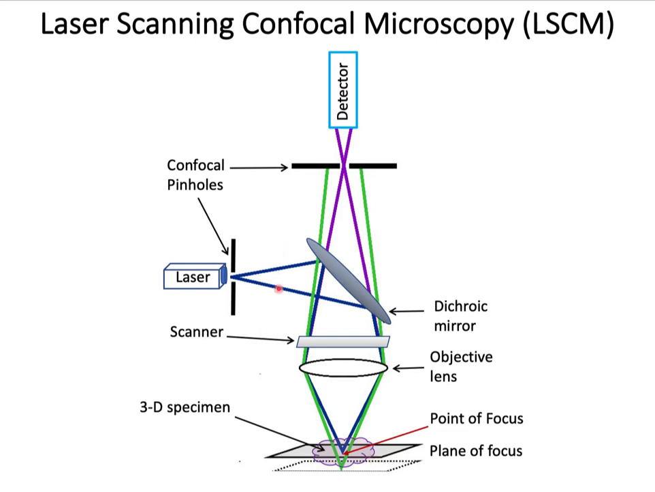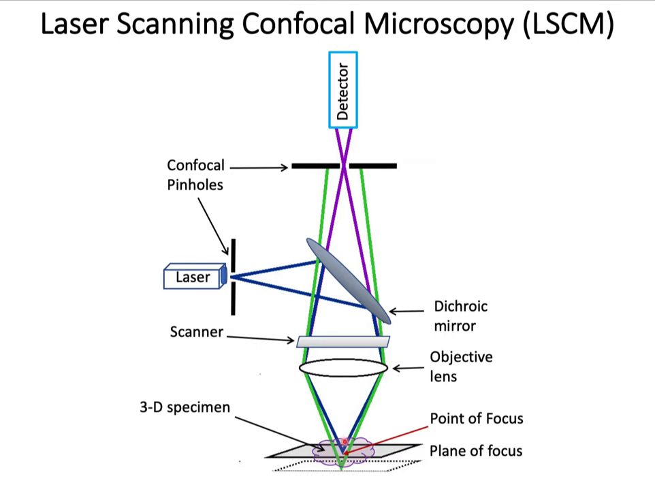Confocal laser scanning microscopy uses a series of pinholes and mirrors to focus a laser light point by point onto your specimen and, at the same time, rejects out of focus light. The laser light, the blue line, passes through the pinhole and is deflected by the dichroic mirror onto the mirrors that scan the light. The light then passes through the objective lens onto the fluorescent specimen and excites the fluorophores, or the fluorescent stain, at a single point of focus.